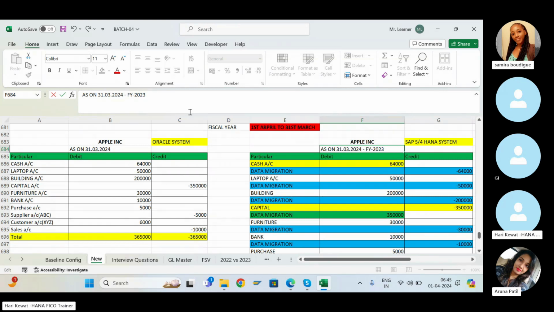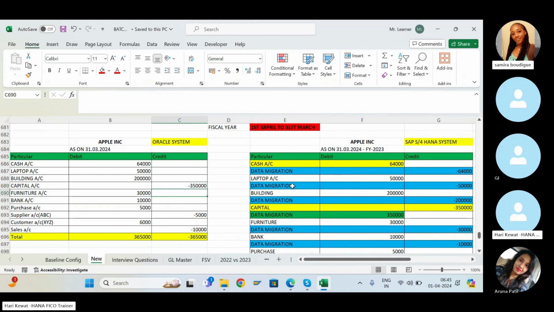Okay. Yeah. Now this 2023 closing balance you have to carry forward next year. Today is the 2024 fiscal year, so you have to carry forward. Once you carry forward, the closing balance of 2023 will become the opening balance of 2024.